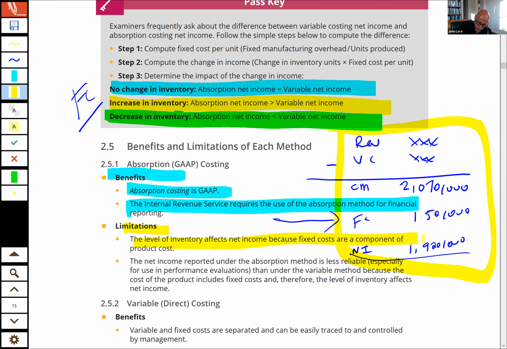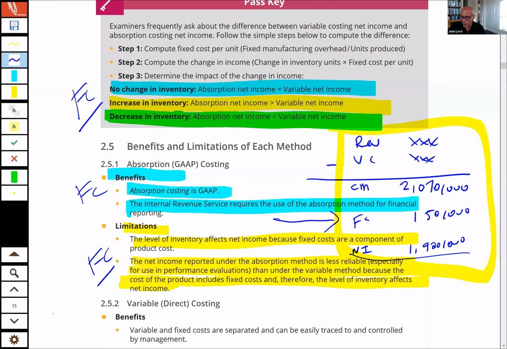Limitations, the level of inventory affects net income. No kidding. Well, why shouldn't it? I mean, if inventory is still sitting on the balance sheet, I don't know why that's a limitation. Okay. And net income reported on absorption is less reliable under the variables method because the cost of production includes fixed costs and therefore level of inventory. So what? It should, okay. Go ahead and flashcard these. I don't know. I think somebody was smoking pot when they wrote those limitations, but so what?